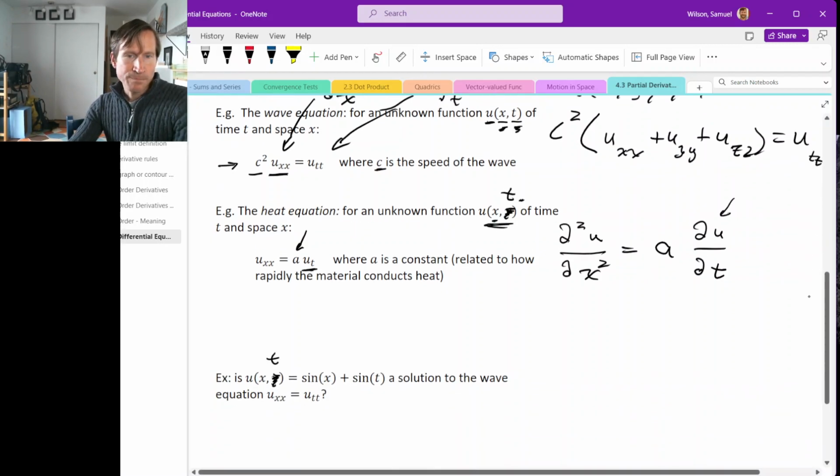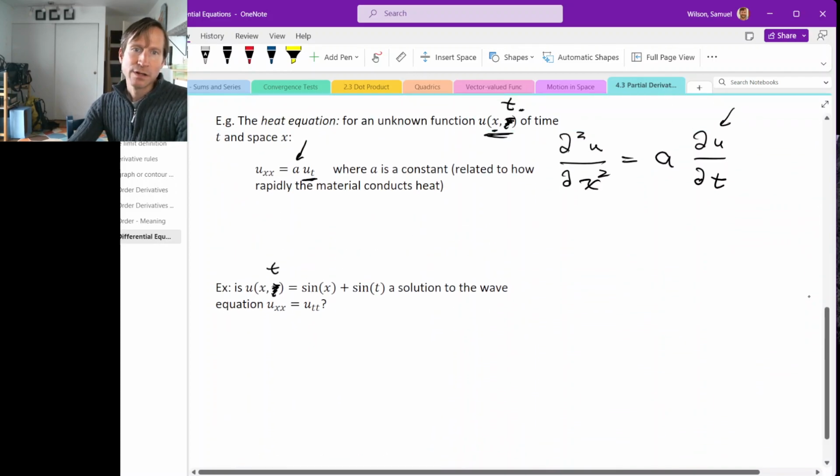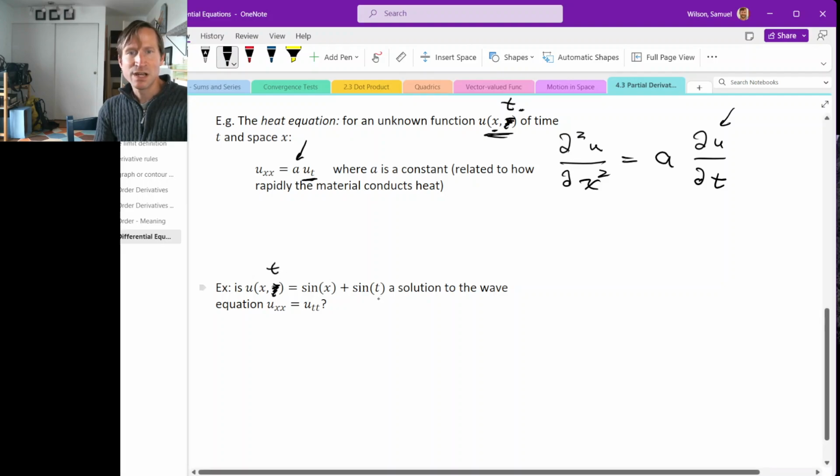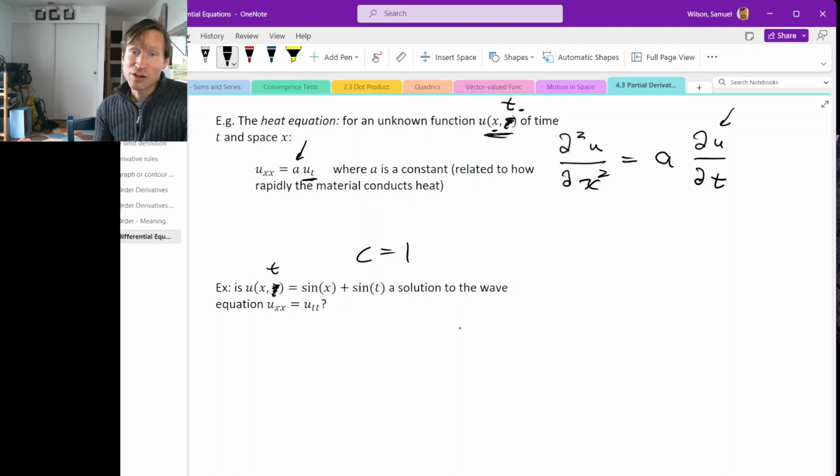All right. Okay, so for example, here's a function u of x comma t equals sine of x plus sine of t. Is this a solution to the wave equation u_xx equals u_tt? Notice I've chosen c equals 1 for this just to keep c out of our way. So how can we tell if this is a solution to the wave equation? Well, calculate these derivatives and see if they satisfy this differential equation.